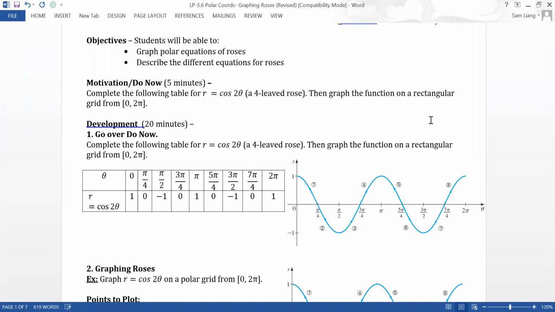From there, we would plot the points on the rectangular grid. So you would get these points, right? So 0, 1 is here, followed by pi over 4, 0, followed by pi over 2, -1, then 3 pi over 4, 0, pi, 1, etc. Oh, whoops, that middle point is wrong. This one right here should be pi over 2, -1 right here.